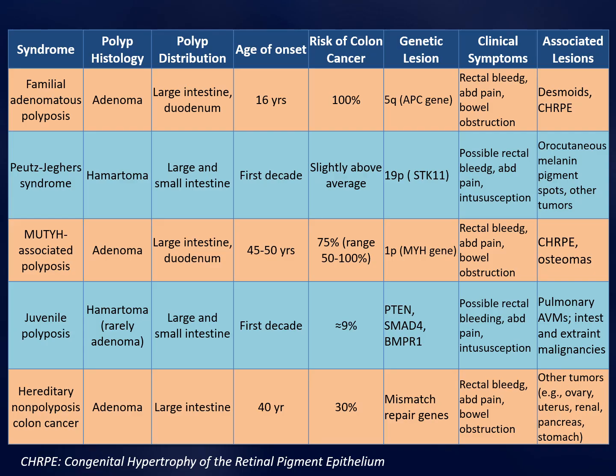The juvenile polyposis, also the polyp histology is hamartoma, rarely adenoma. So the adenomas are found in FAP, MAP, and Lynch syndrome, and in Peutz-Jeghers and juvenile polyposis, there are hamartomas. In the large and small intestine, also first decade of life, 9% average risk of colon cancer, and there are multiple mutations that could be incriminated.